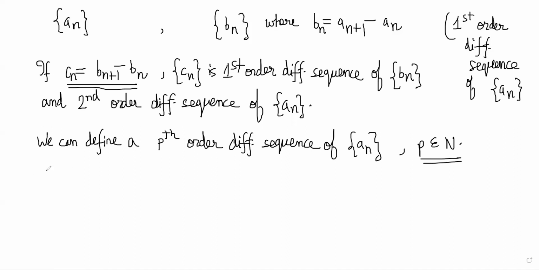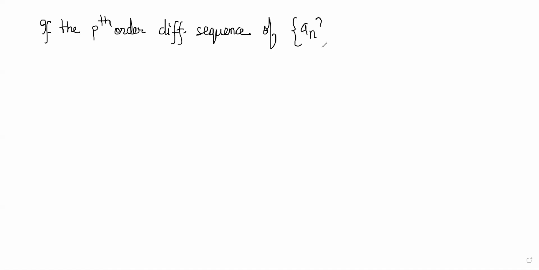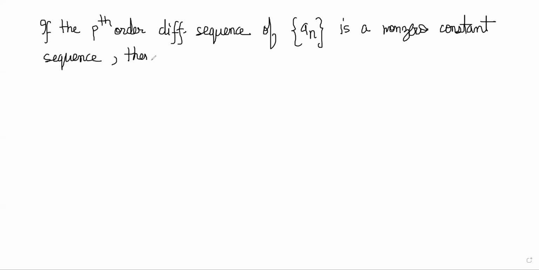Now we come to the basic definition. We say if the pth order difference sequence of An is a non-zero constant sequence, then An is an arithmetic sequence of order p.